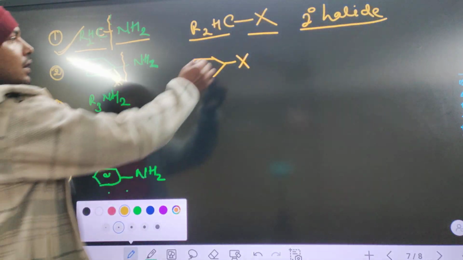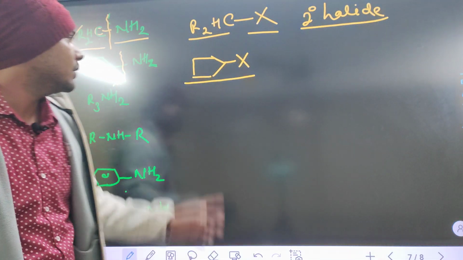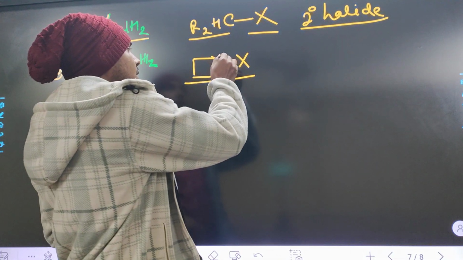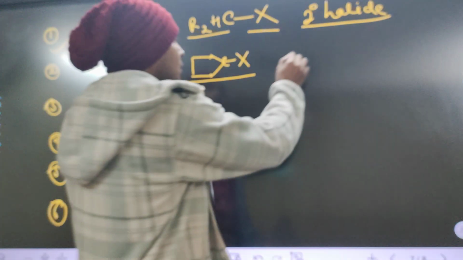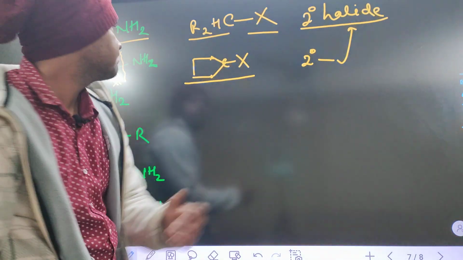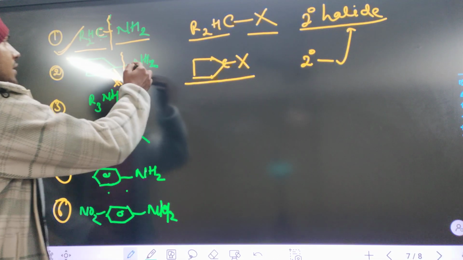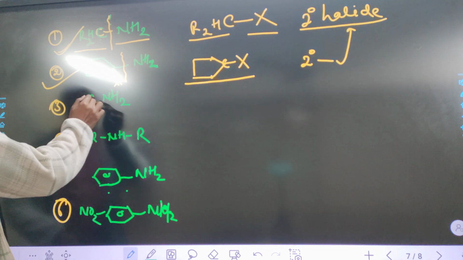So now see this halide. First find the degree of halide. The degree of halide is what? This carbon is attached to 2 carbons, so this is a 2 degree halide. If it is a 2 degree halide, then yes, this amine can also be prepared.